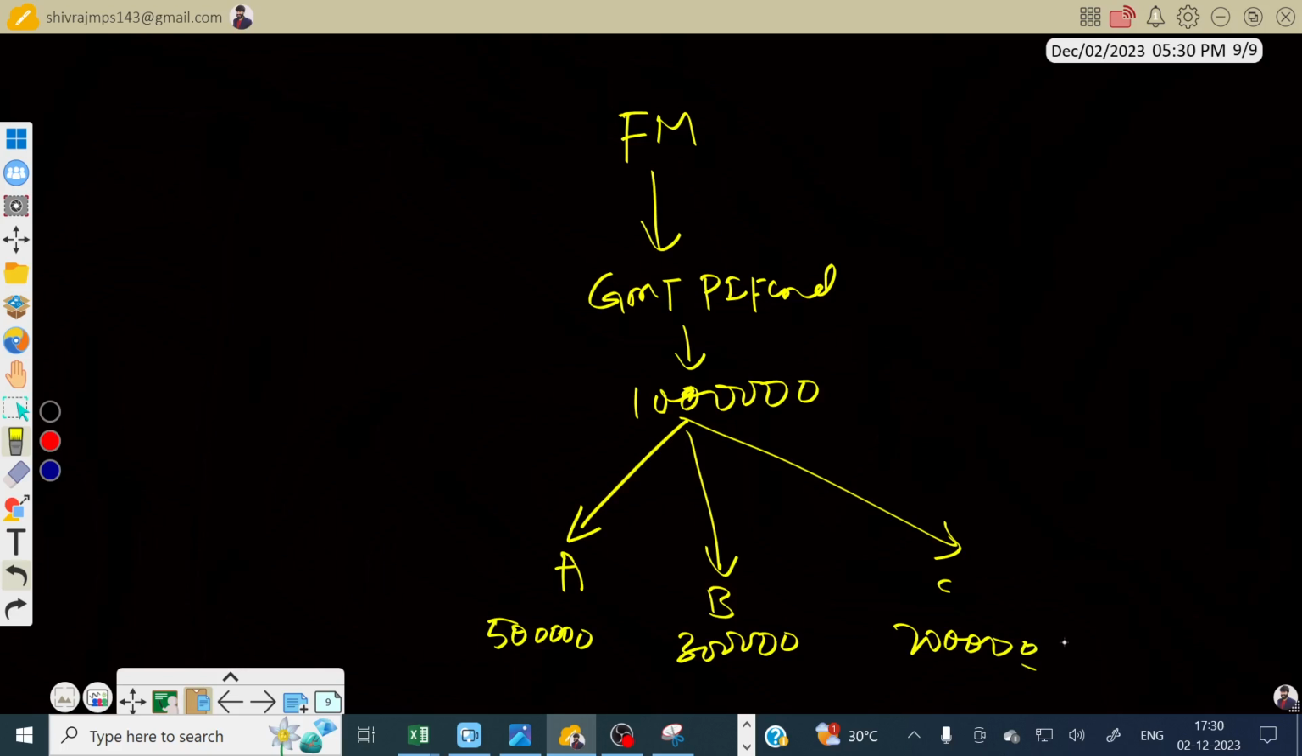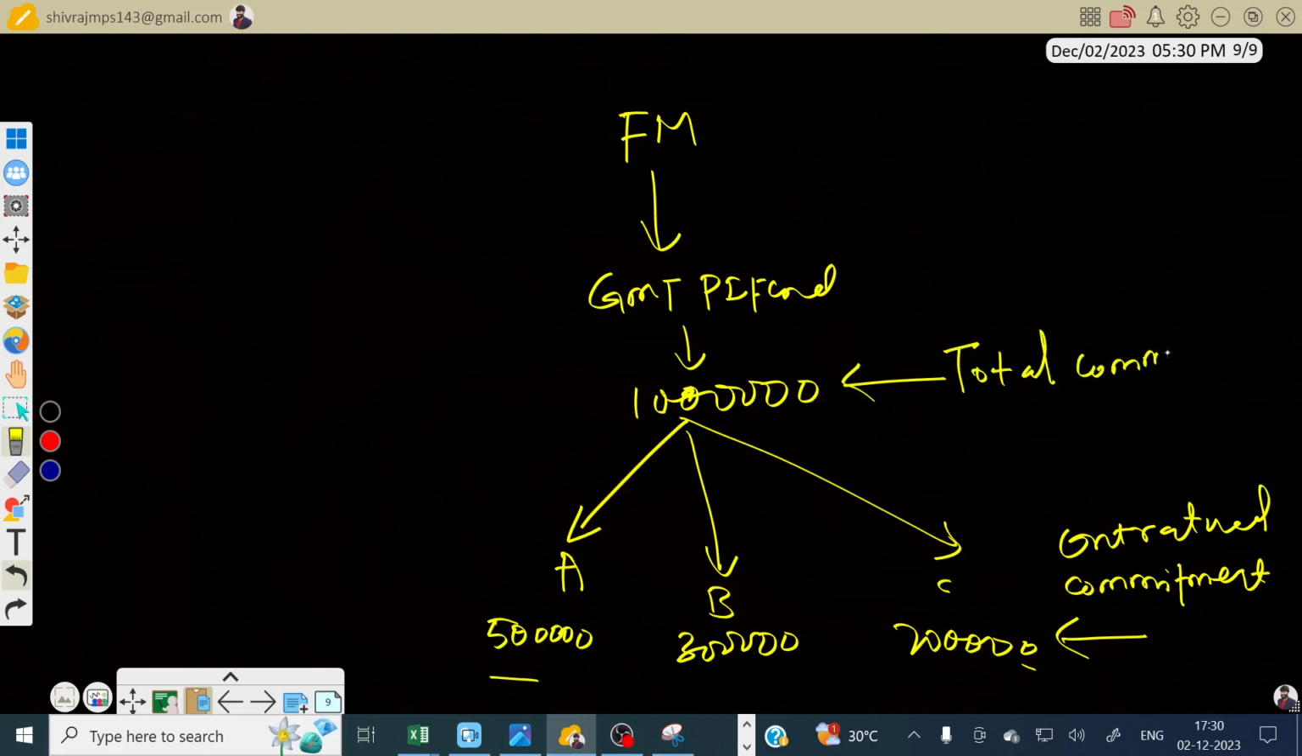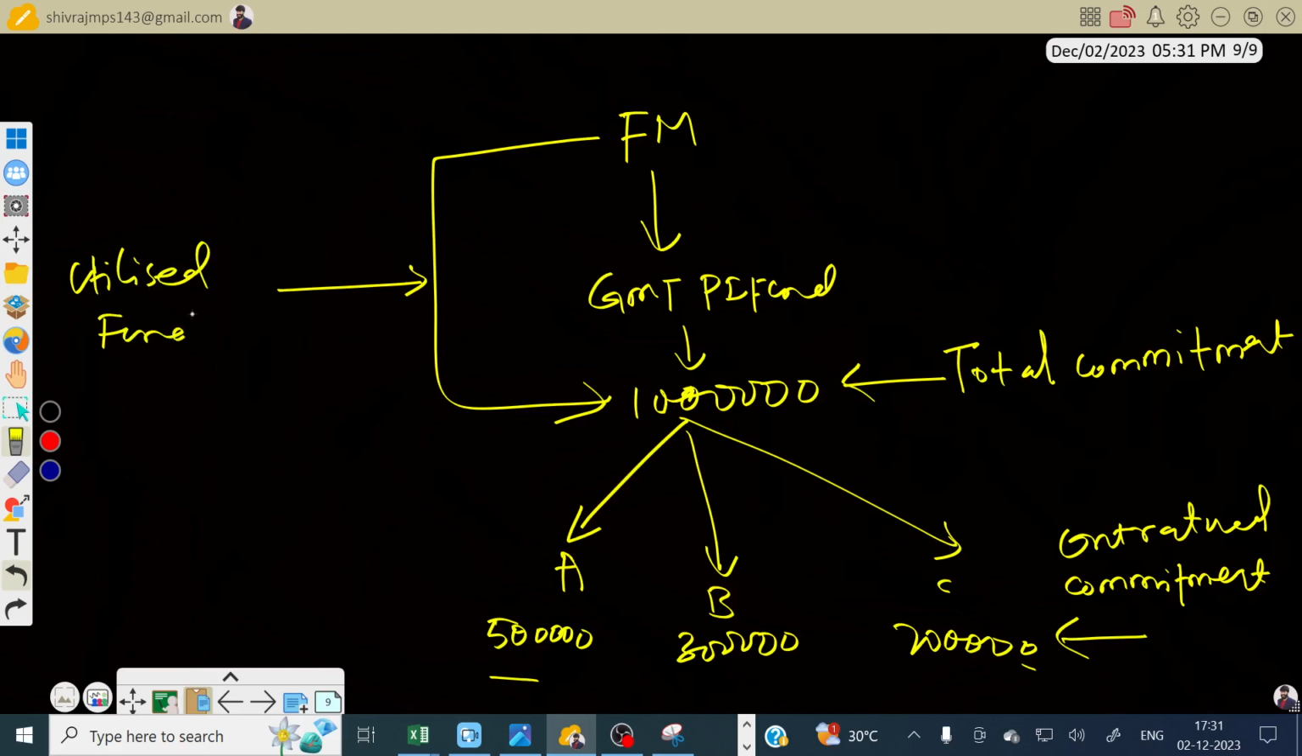So if you see, this has become a contractual commitment. Why contractual? Because the PE fund will sign a contract with only this amount with that particular investor. So this has become your total commitment. And the fund manager utilizes the fund up to the total commitment only.